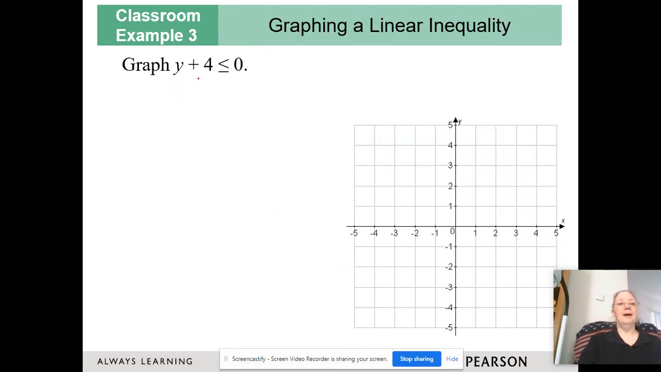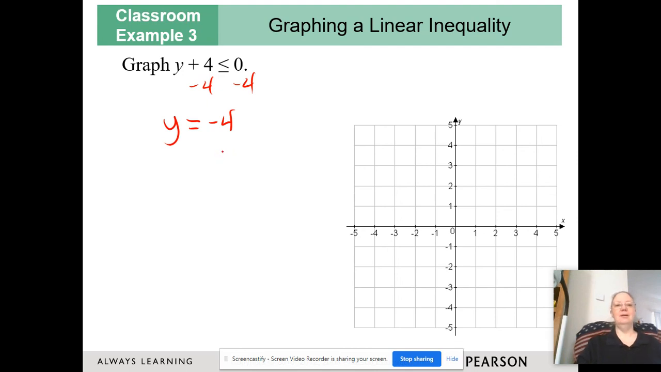All right. This one is a little bit different. You should notice that it does not have an x, which makes it, remember, either a horizontal line or a vertical line. So I'm going to subtract 4, and I have y is less than... that's not what I want to do. Hold on. I still want to subtract 4. But remember, I'm trying to draw the boundary. So y is equal to negative 4.